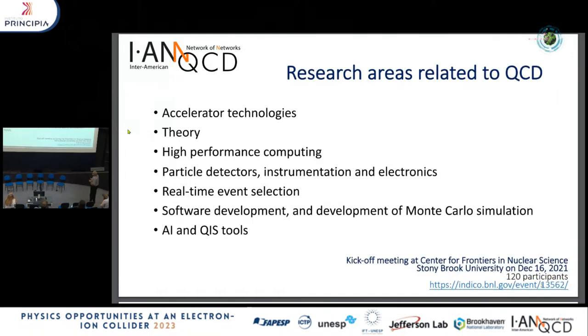The topics we included are accelerator technologies, of course, QCD theory, high performance computing, particle detectors for experimentalists and instrumentation in electronics, data acquisition, real-time event selection, software development, development of Monte Carlo simulation, and, as it was becoming a place where things were about to expand, AI and QIS tools, which can be used in QCD and beyond, were also part of that discussion.